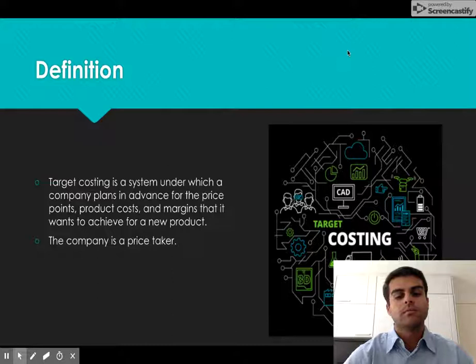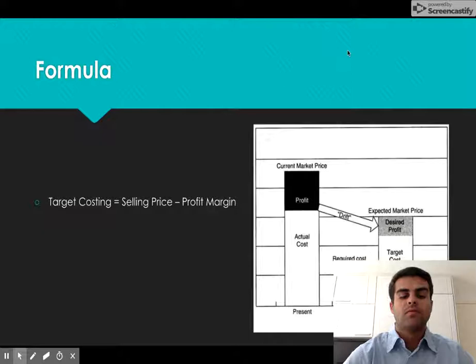Target costing has a simple formula. The formula is that target costing equals selling price minus profit margin. On the right, you can see a little illustration of this formula.